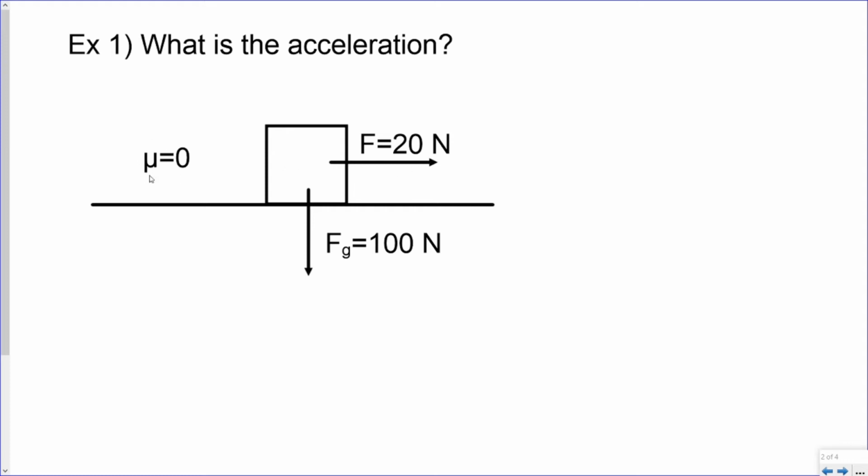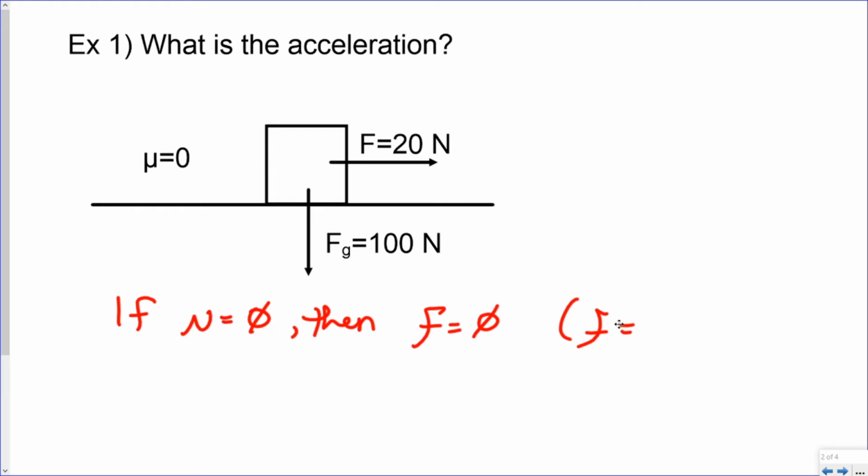We have here that mu equals 0. What does that actually tell me? Let's write this down below. If mu equals 0, then friction is also equal to 0, because friction is equal to mu times N. And if this is 0, then this whole thing is 0. So we don't have to worry about friction in this question.